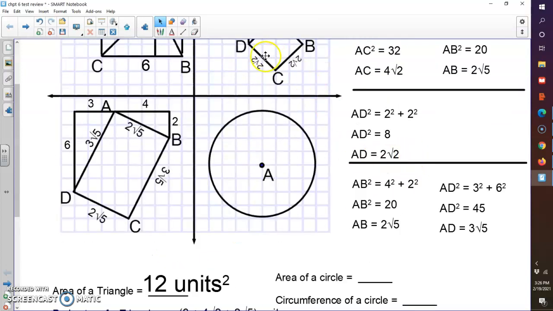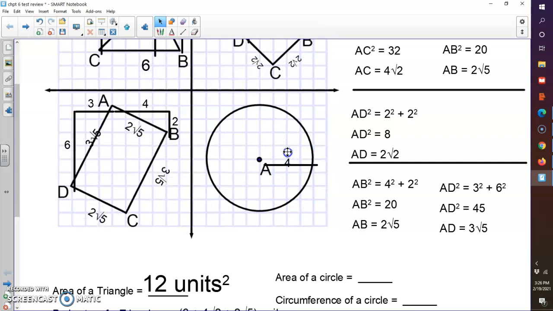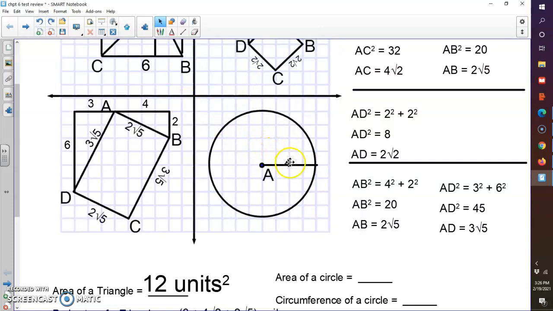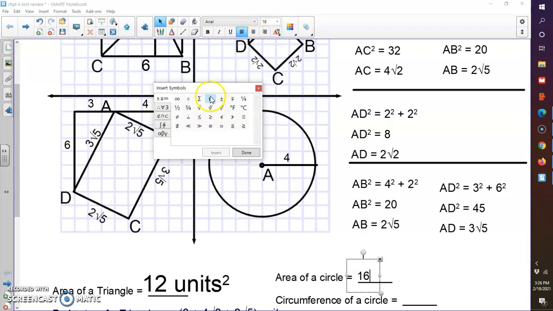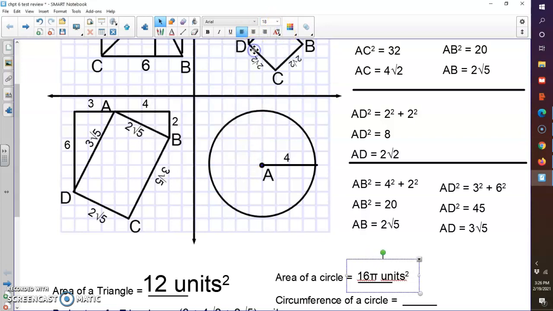And finally, the area of my circle, I just need my radius. 1, 2, 3, 4. So if I have radius of 4, for area of the circle, it's the radius squared. So 4 squared is 16 times pi. See if I have my little pi symbol in here. Yep. That's a unit squared. For the circumference, it's 2 pi r. So 2 times 4 is 8. It becomes 8 pi.